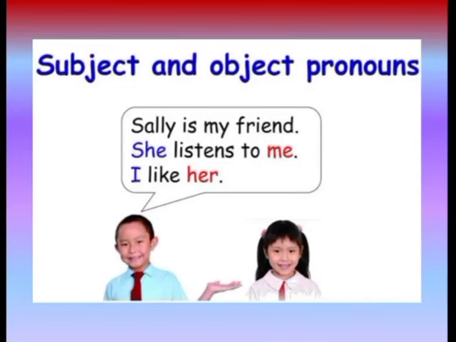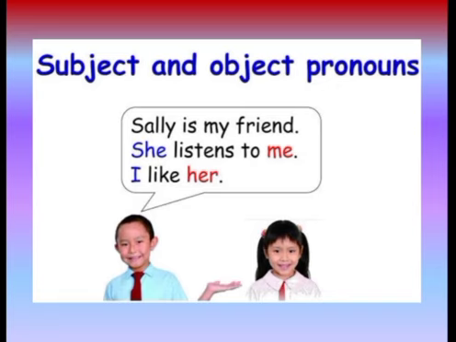Now let us see one sentence in which you can find both subject and object pronouns and how they differ. Sally is my friend. She listens to me. I like her. In this sentence, children, if you can see, she is the subject pronoun because it talks about the person and comes in the subject of the sentence. In "listens to me," me has come in the predicate part, so it is the object pronoun.